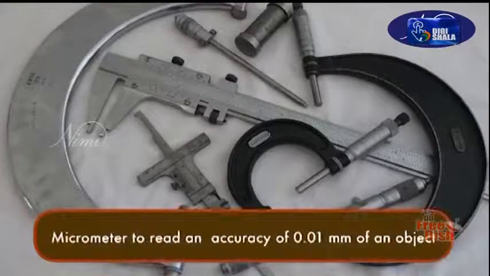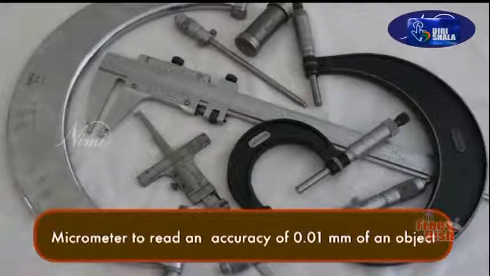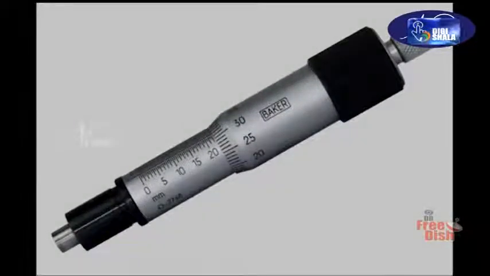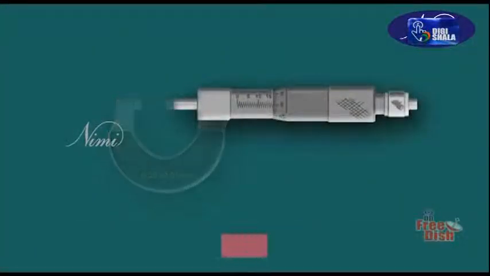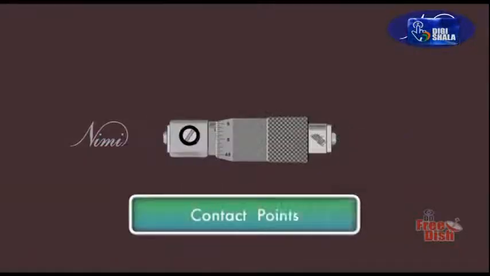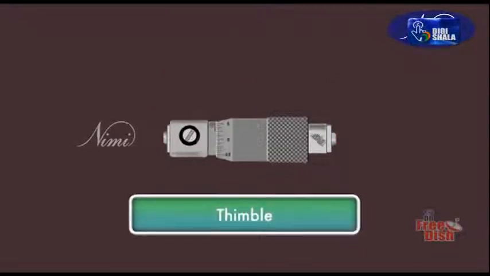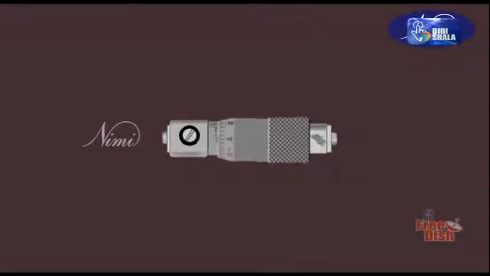The purpose of a metric micrometer is to read an accuracy of 0.01 millimeter of an object. Inside micrometer. The inside micrometer is similar to an ordinary outside micrometer but without the U frame. The measurement is taken over the contact points. As the thimble opens or closes, the contact points get opened or closed.